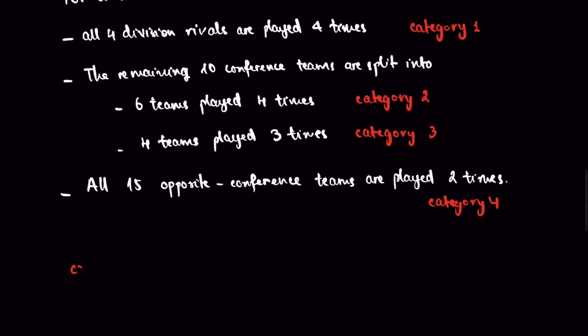Now for category 1, all 4 division rivals are played 4 times. In the Boston Celtics division, which is the Atlantic Division, you have, of course, the Boston Celtics, the New York Knicks, the Brooklyn Nets, the Philadelphia 76ers, and the Toronto Raptors. Because we're talking about the Celtics, they have to play 4 different division rivals, and each rival they play 4 times. So there are 4 times 4, equal to 16 games in the first category.